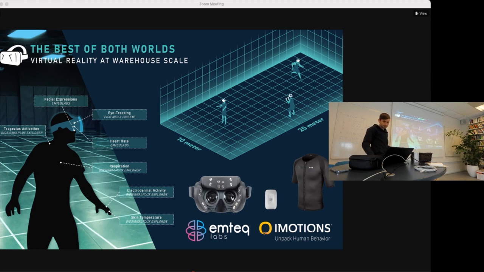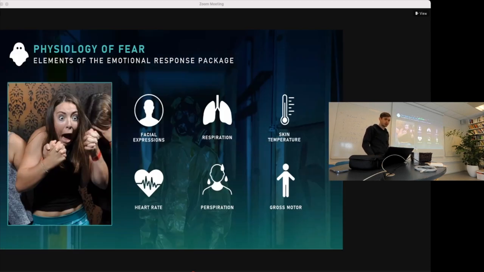And then I want to briefly go through the physiology of fear, which is the reason why we've chosen these sensors. It might sound like a lot to have these sensors on, but I have, just to showcase how it would look, this is the Ogro vest. It's very tight, but that's the point, to make sure we have the sensors. So basically, these are all the sensors that the players will be wearing.